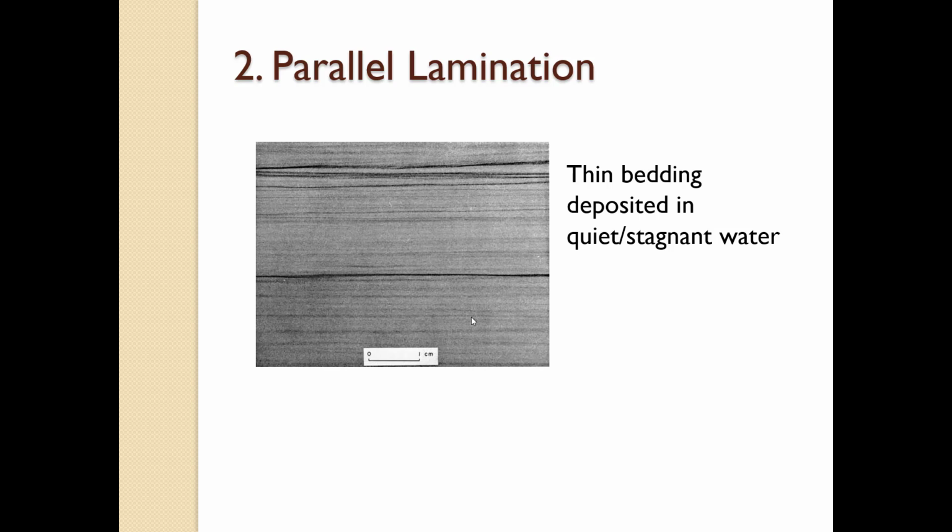So what this tells you is that you have water with no or very low flow, where parallel laminations are deposited. A lot of times you'll see these in shale, but you can certainly see these in sandstone and siltstones as well. Typically we talk about these sedimentary structures with clastic rocks, and that's typically true, but sometimes you'll see them in carbonate rocks as well, especially dolostone.